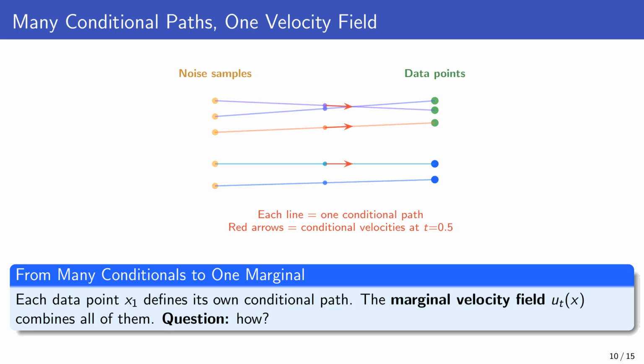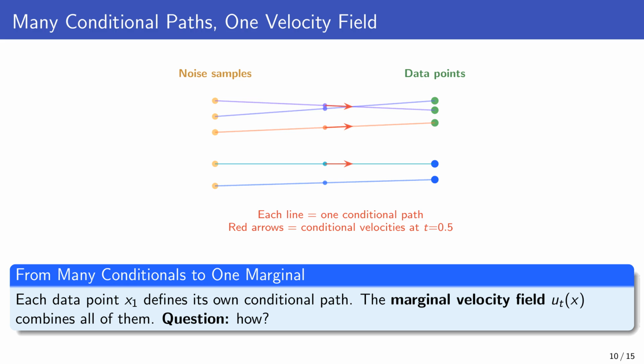We have 5 paths shown here, each heading to a different data point. At time t equals 1/2, each sample is at the midpoint of its respective line. The purple dots show these intermediate positions. The red arrows show the conditional velocity for each sample at that moment. Each arrow points from the sample's current position toward its destination.